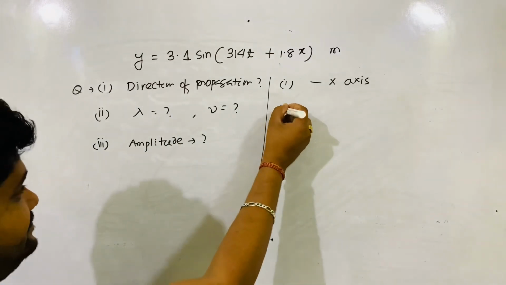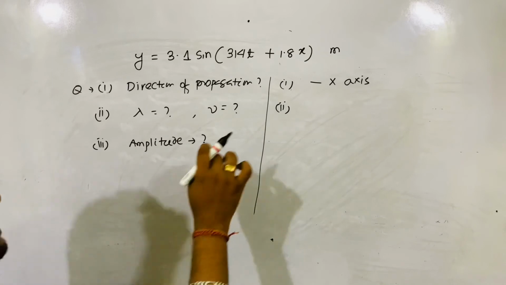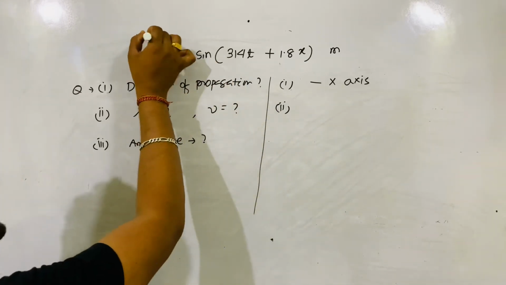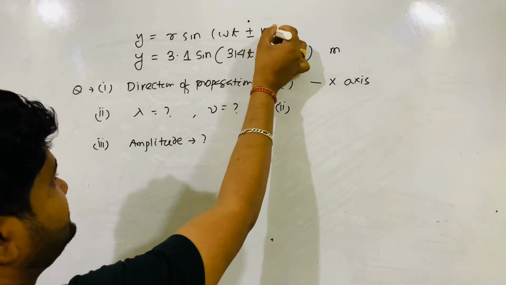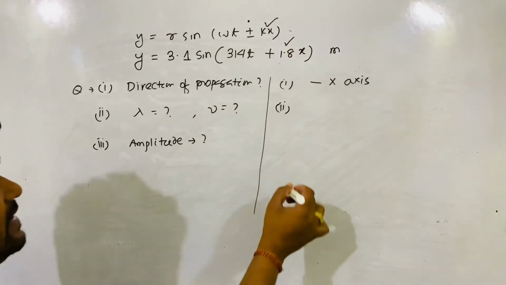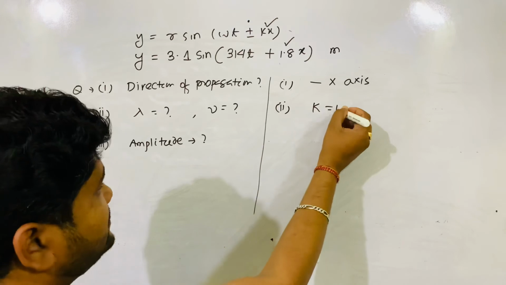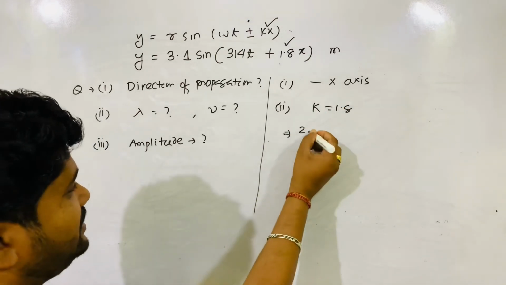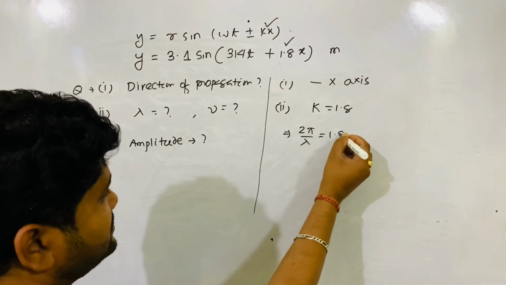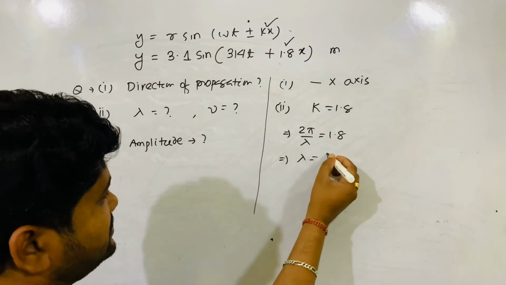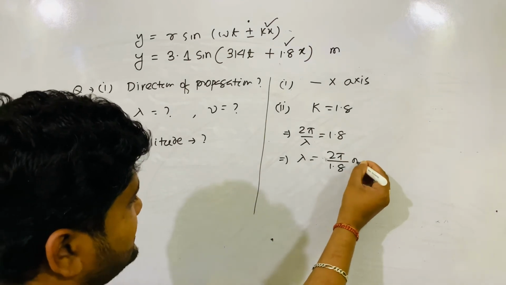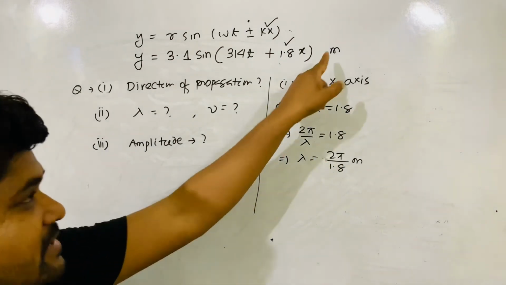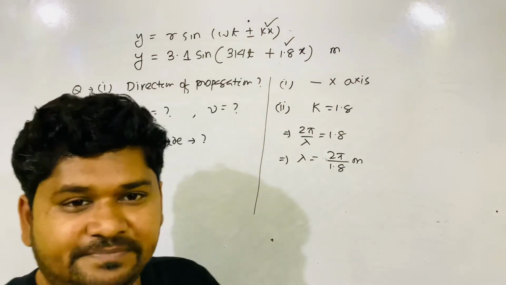Then second, what is lambda? I told you to compare this equation with y = r sin(ωt ± kx). In place of k, what is here? 1.8. So k = 1.8. But you know k = 2π/λ = 1.8. So λ = 2π/1.8 meter, because here I have written meter, so SI unit meter.